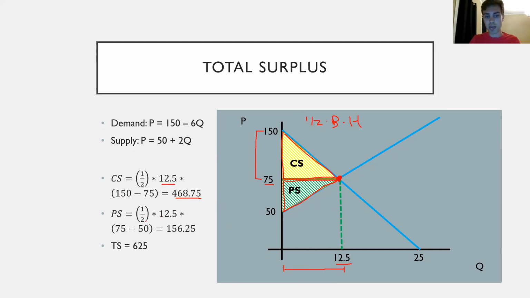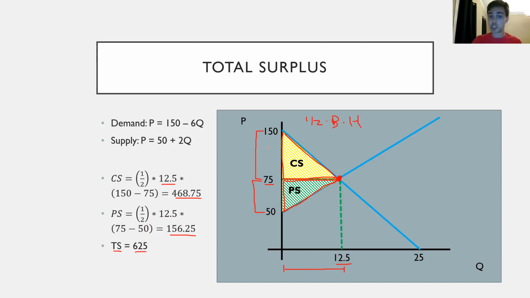Now we can do basically the same thing with producer surplus. Again, we're going to have 1/2 times the base. And the base is not going to change. It's going to be this 12.5 again. And then the height is going to be the equilibrium price minus the y-intercept of the supply curve, which is 50. And so we have 1/2 times 12.5 times 25, and that's going to give us 156.25. And then if we wanted to find total surplus, we're just going to add our consumer surplus to our producer surplus, and that will give us 625.